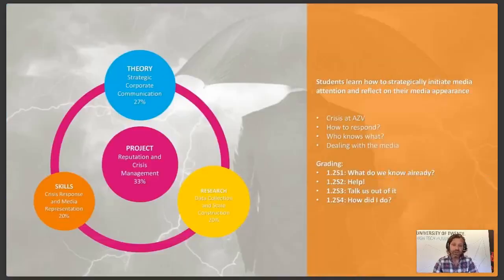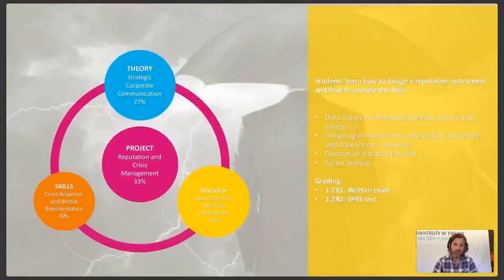The skills are focused on a crisis situation, and there's a clip on that, so that will be clear in a later movie. We also have the research, and in the research, like I said, you will help them fix their reputation, so you do a reputation measurement. To do that in a scientific way, we will inform you about all kinds of ways to do academic research, like interviewing, observation studies, a survey, etc.